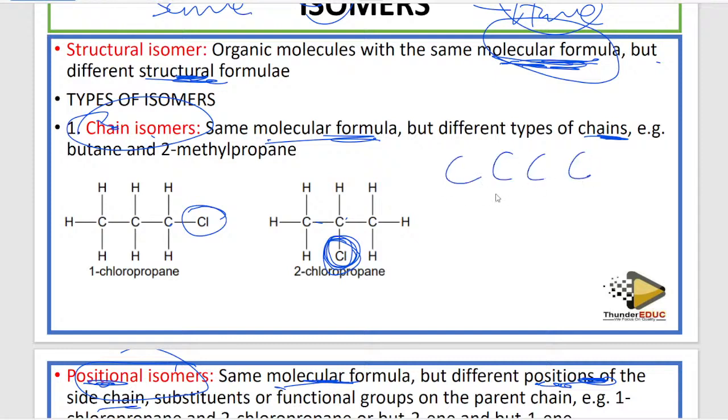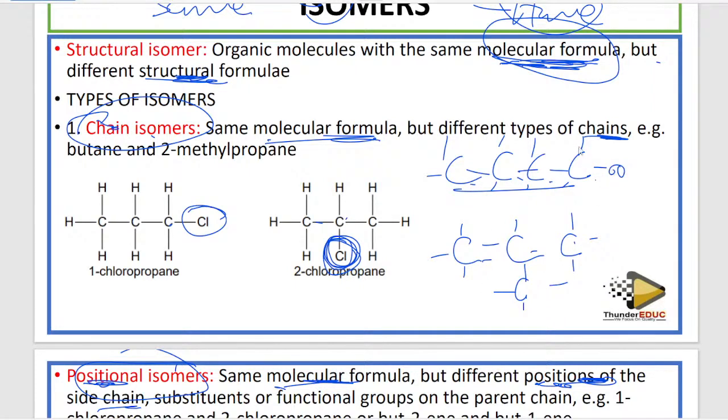1, 2, 3, 4. I have 4 of them, with hydrogens all over. And then now I have 1, 2, 3, and I put the 4th one here. It is still the same, but if we count the number of hydrogens, we'll find out that it's the same. Carbon atoms are the same. 1, 2, 3, 4. See, the same.